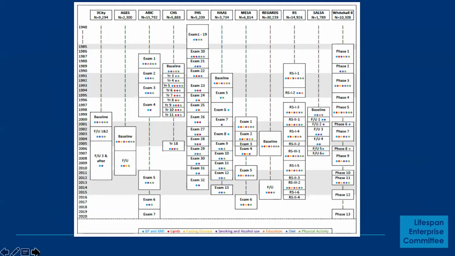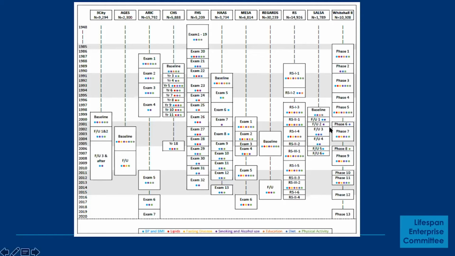So if we just look at some of the adult cohorts, these are the cohorts at the top, you can see that each one has had a variety of different examination cycles at different time periods over the course of the past 30 years. For example, this is the 3-city study. You can see their baseline was about 1999, and they had 3 follow-ups going through 2012. At the end here is Whitehall, and you can see again they started much earlier and have had many more in-person exams.